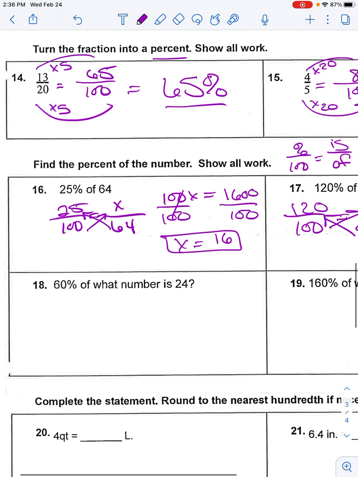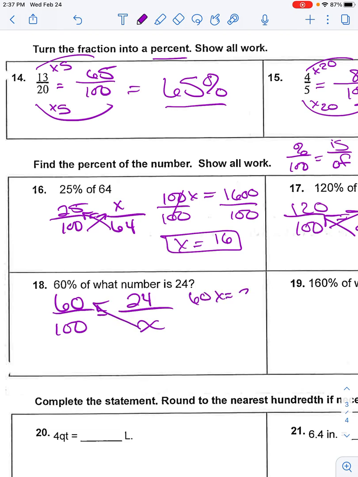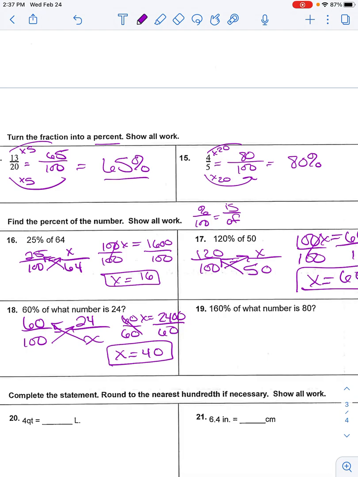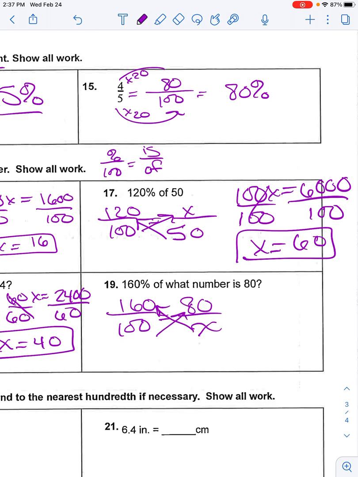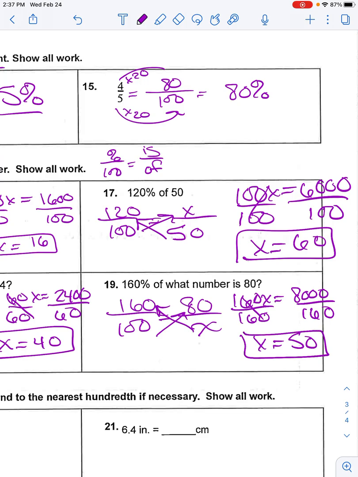Okay. Number 18, 60% of what number is 24? The 24 goes on top. So now I have 60x equals 2,400 when you do cross products, and divide by the number in front of the letter always. You should have got 40. And 160% of what number is 80? Is over of. When I do cross products, I get 160x equals 8,000, and you divide by the number in front of the letter to get that x by itself. You should have got 50.